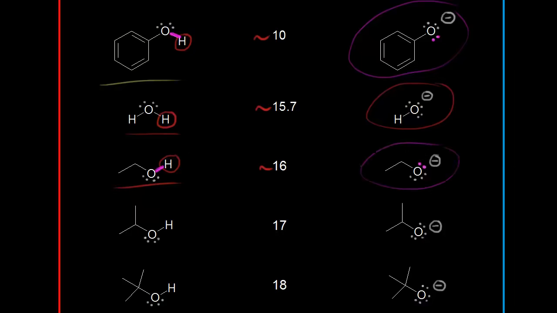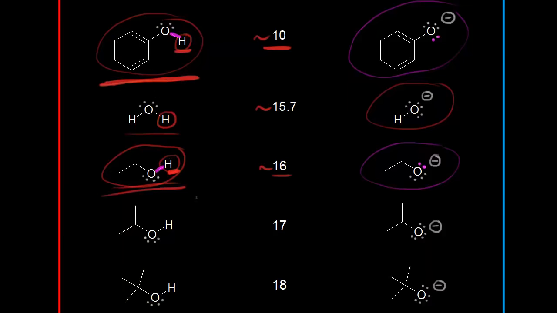So how much more acidic is phenol than ethanol? Remember, the lower the pKa value, the stronger the acid. Phenol has a pKa value of 10 for this proton, whereas ethanol has a pKa value of approximately 16 for this proton. So how much more acidic is this compound compared to this compound?